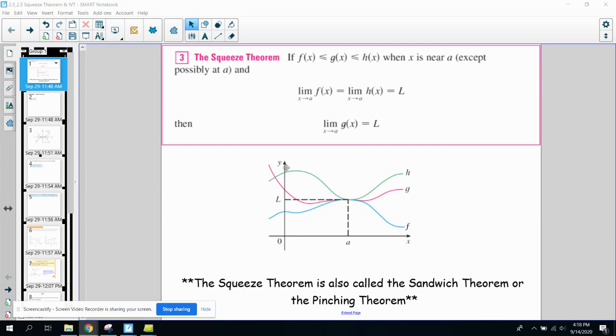So here's just a visual of what this means. So you have f, which is your blue function. You have h, which is your green function. So if I wanted to find g, g is sandwiched in between f and h. And you can see at this point a, they all have the same limit, in this case L.